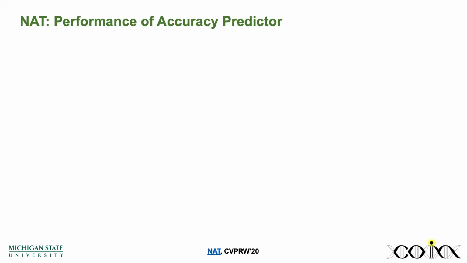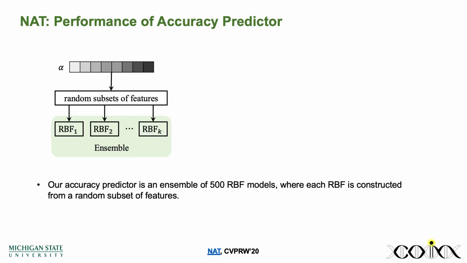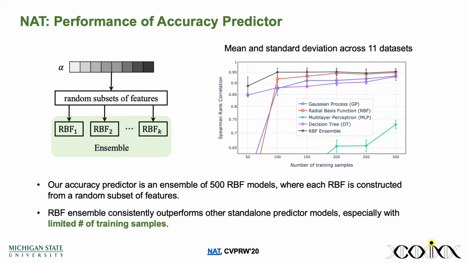Our accuracy predictor is an ensemble model of 500 radial basis functions, where each RBF is constructed based on a random subset of features from architecture encodings. We validate the effectiveness of our accuracy predictor on 11 datasets, and empirically, we find our predictor model outperforms other models from the literature, especially under a limited number of training samples.